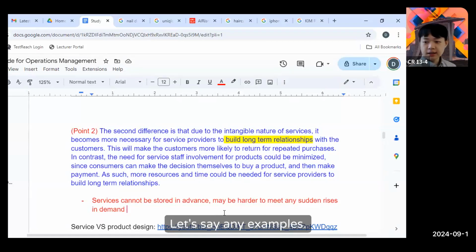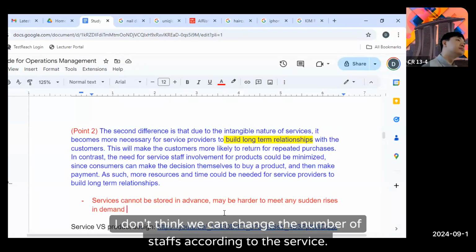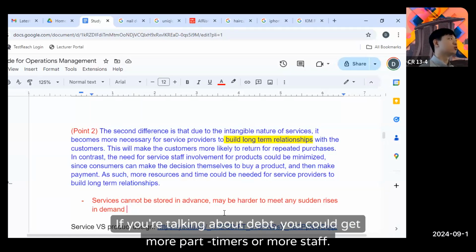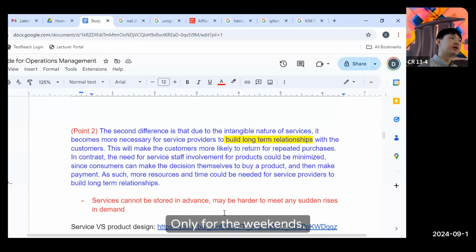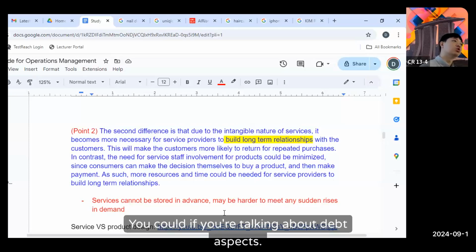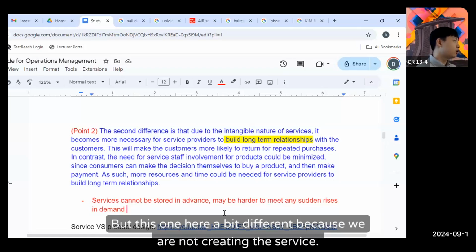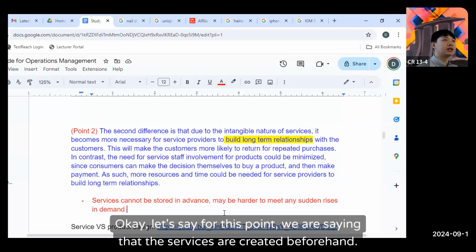Let's say any examples. When it comes to a service like a haircut, people usually go in the weekends. If you're talking about that, you could get more part-timers or more staff, only for the weekends. But this one here is a bit different because we are not creating the service. Let's say for this point, we are saying that the services are created beforehand.